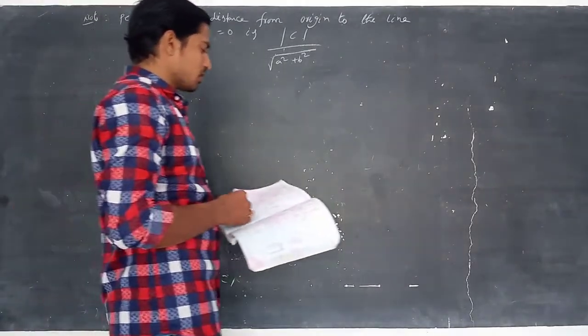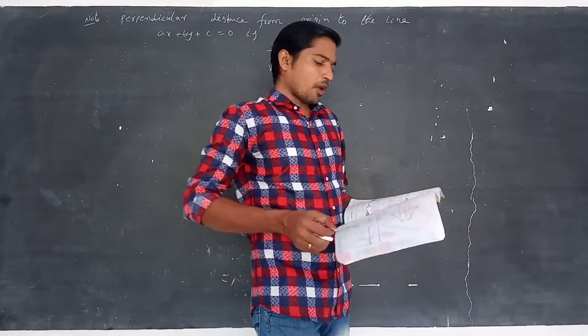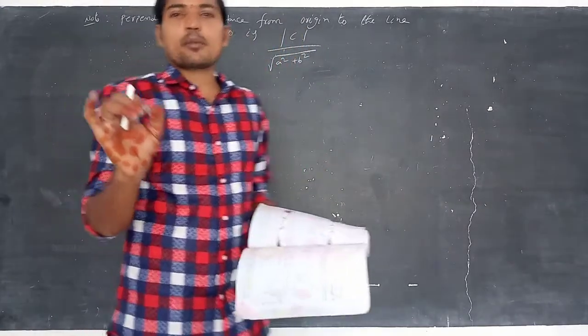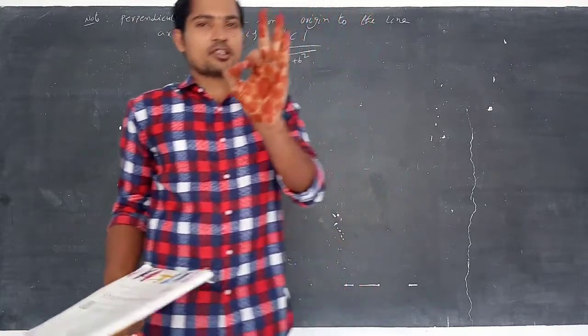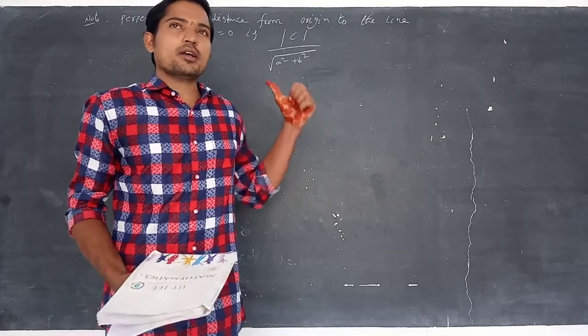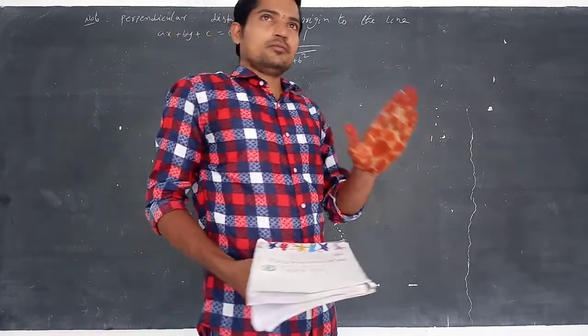Up to here we learnt about the perpendicular form or normal form of a line. Perpendicular form or normal form of a line is x cos alpha plus y sin alpha is equal to p. Remember that.